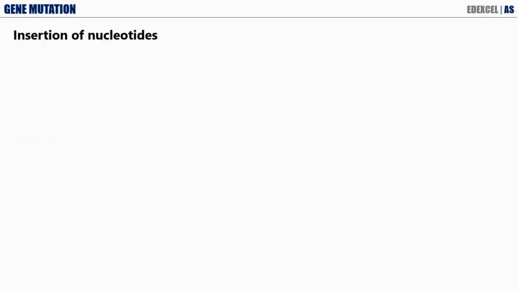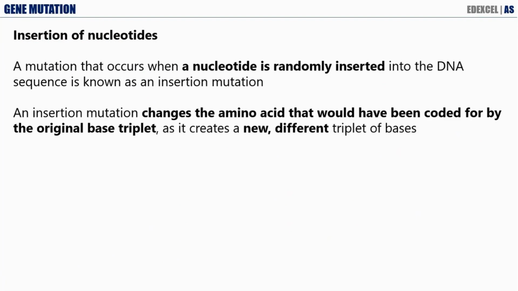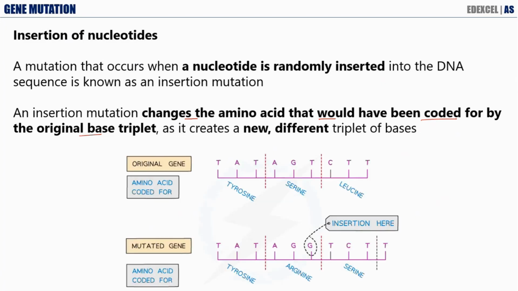Okay, now insertion of nucleotides. The same thing: a nucleotide will be randomly inserted anywhere within the DNA sequence. Because of this, it will change the entire chain of amino acids. These kinds of mutation change the amino acid that would have been coded for by the original base, as well as the rest of the others, as a new base will be generated. Clear? Let's look at this diagram.